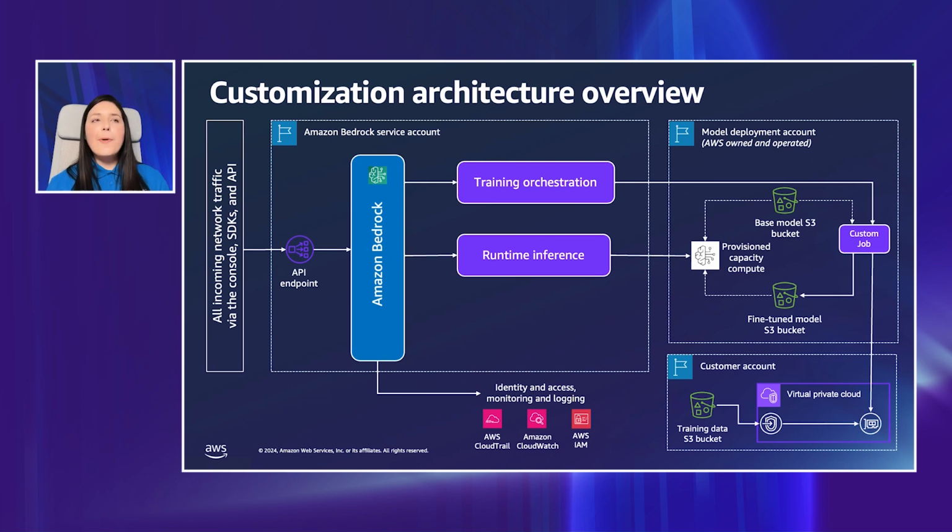Customized jobs also require you to provision the capacity for those models. So you need to do some provisioned throughput so that you can then run the inference as you would run with any pre-trained model on Amazon Bedrock. And of course, you have the API endpoint, and you have the CloudTrail, CloudWatch, and IAM roles for doing the access control, the monitoring, and the logging.